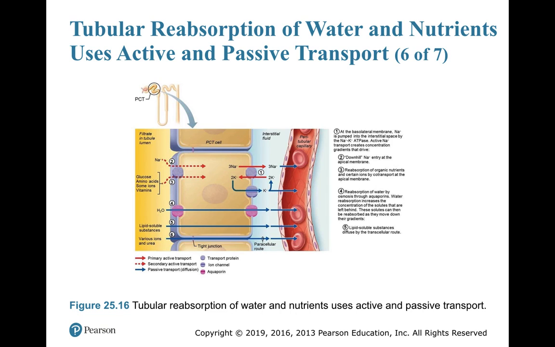And lipid-soluble substances diffuse by the transcellular route. They are not impaired by the cell membrane. If they are lipid-soluble, they can pass through the cell membrane, depending on size. Various ions and urea are going to diffuse by the paracellular route.